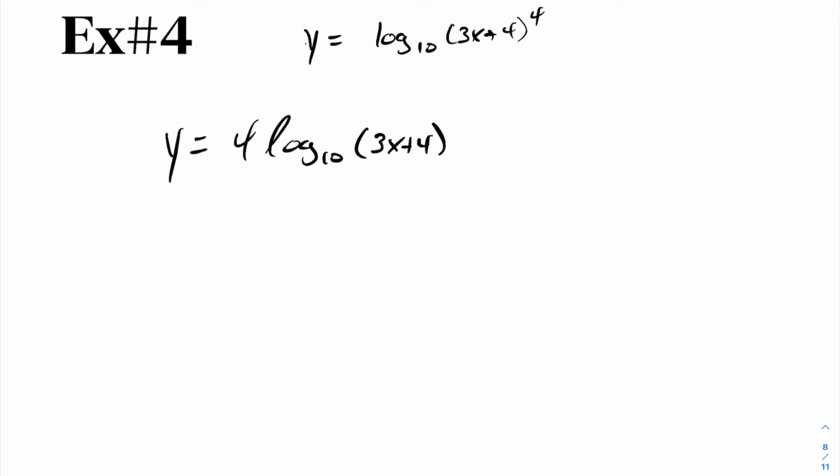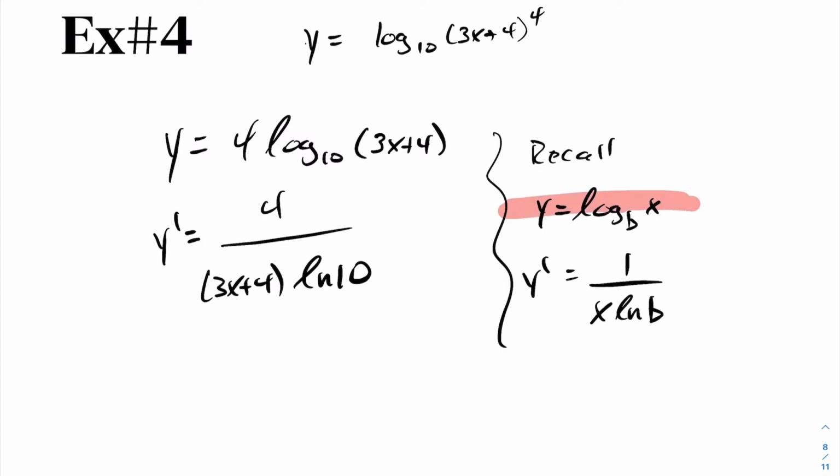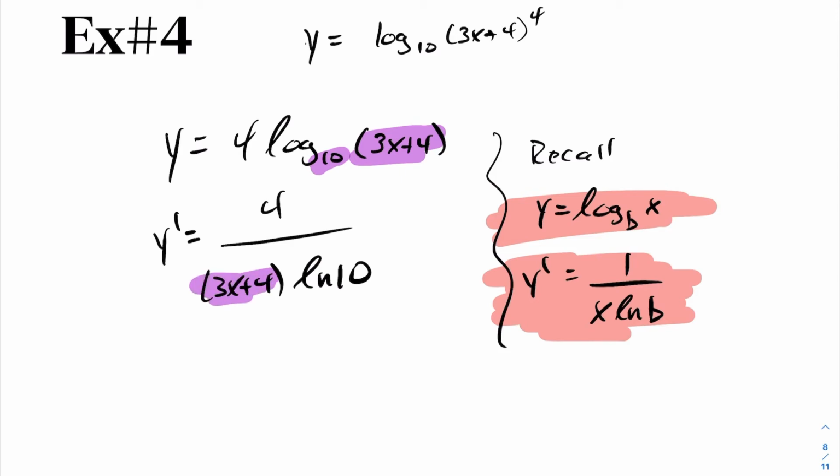We don't have to now use the power rule. So now if I go ahead and take my derivative here, we get y prime equals, and recall here, for y equals log base b of x, y prime is going to be 1 over x ln b. So in this case here, this is exactly what we did. Base was 10 in this case, and my input was 3x plus 4. So we did 1 over 3x plus 4 times ln of that base. In this case, it was 10.